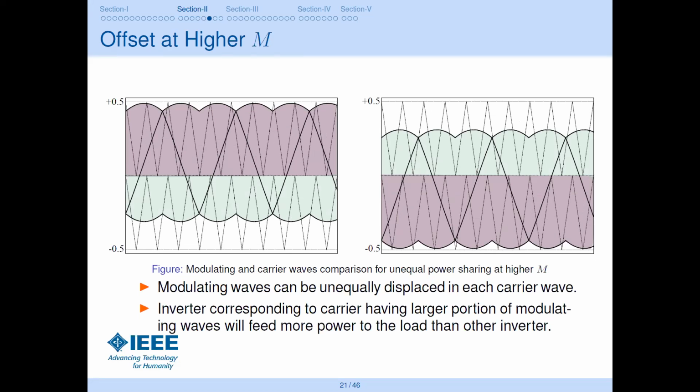When the modulation index is higher, that means when you have above 0.5, you can see the offset can be made or can be adjusted in a particular fashion. So the beauty you can see here: more power can be taken where the offset is higher, and more power taken if the offset is on the lower side, you can deliver more power from the inverter too. So the inverter corresponding to the carrier having a larger portion of modulating waves will feed more power to the load than the other inverter.